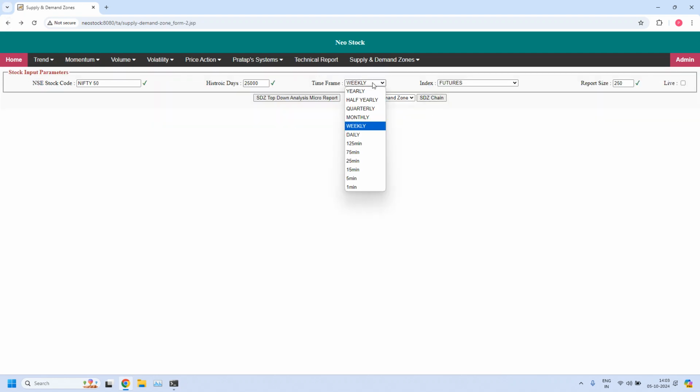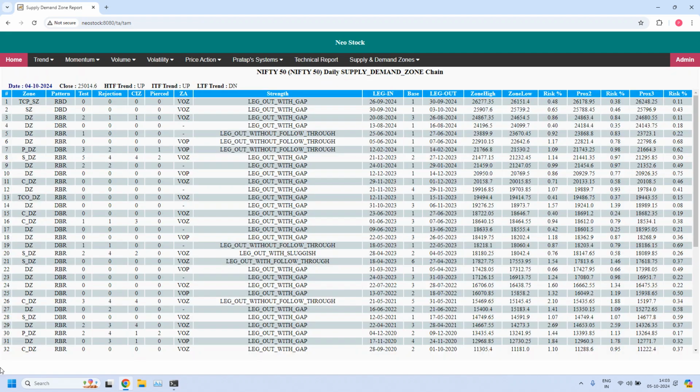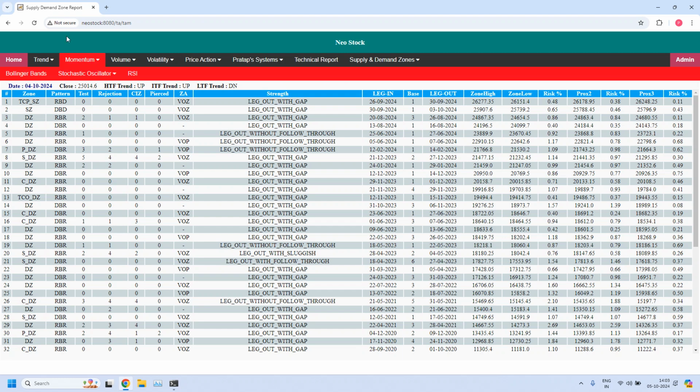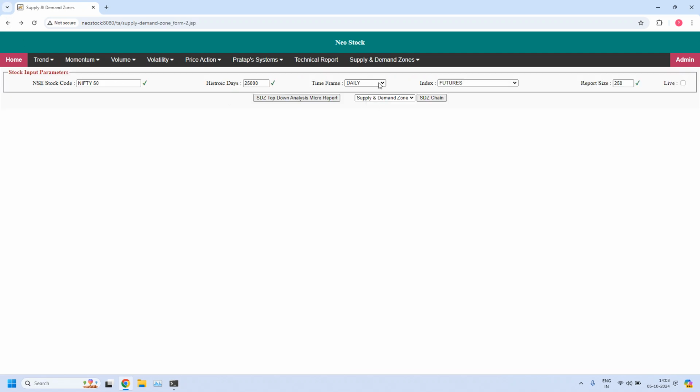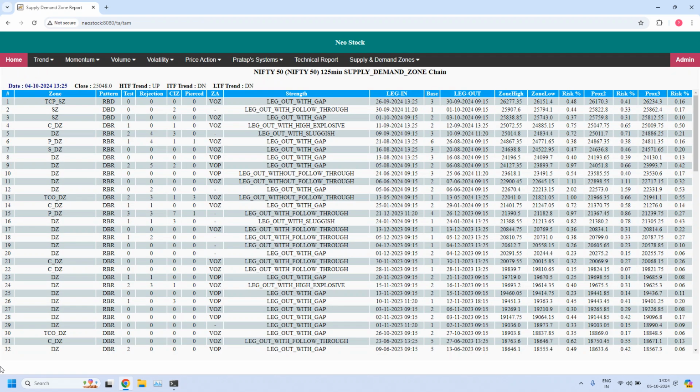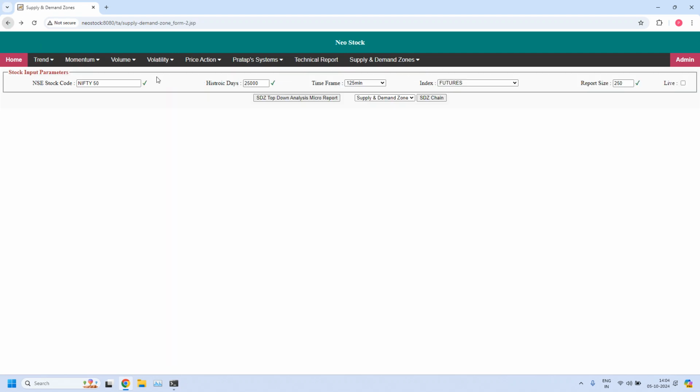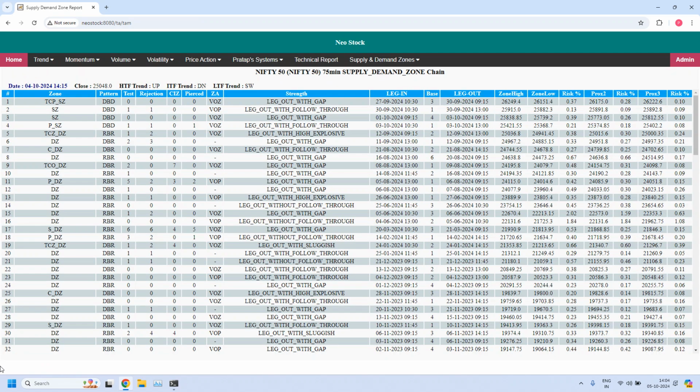Next, I am changing the time frame to daily and generating daily supply demand zone chain for Nifty. Okay, next time frame is 125 minutes, generating 125 minute supply demand zone chain for Nifty. Next time frame is 75 minutes, generating 75 minute supply demand zone chain for Nifty.